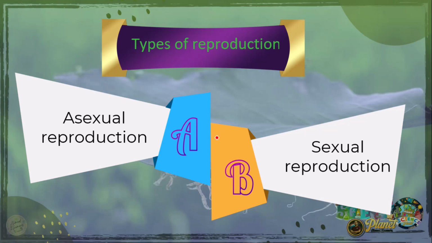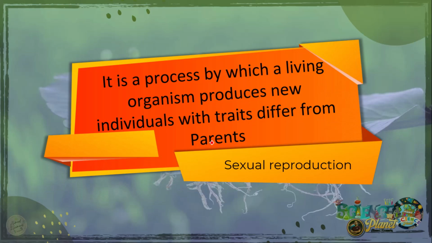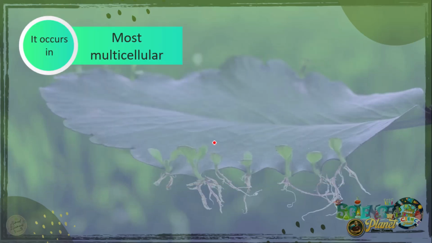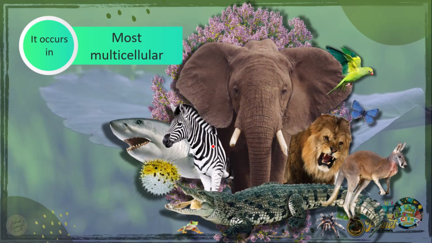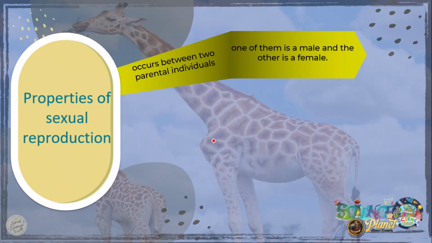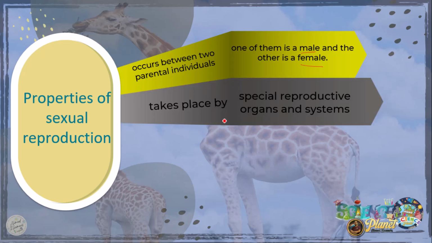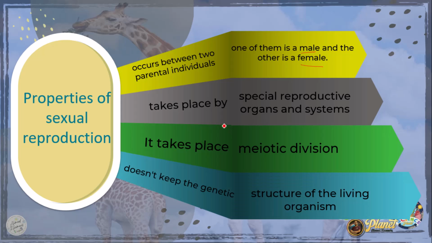Second, sexual reproduction is a process by which a living organism produces new individuals with traits different from the parents, and it happens in most multicellular organisms like higher plants and animals. And the properties of sexual reproduction: it occurs by two different individuals, one of them male and the other female, and takes place by special reproductive organs to produce the gametes. It takes place by meiotic division, and doesn't keep the genetic material the same because there is a variation in the genetic material happening in meiotic division.